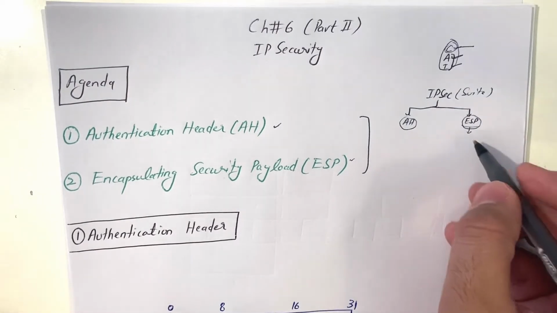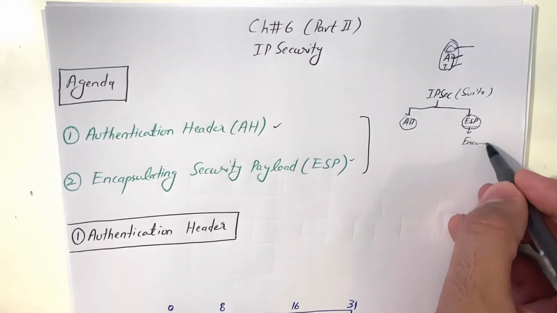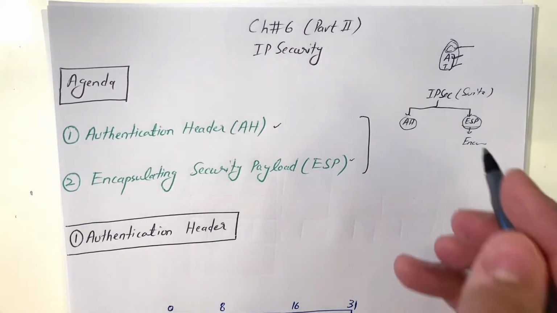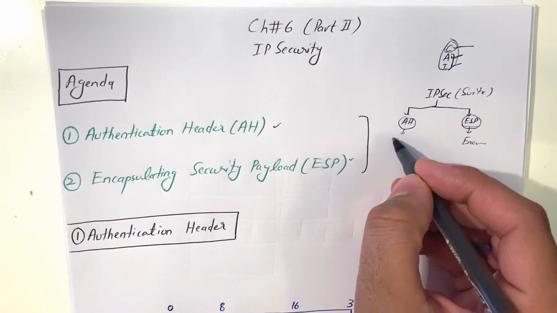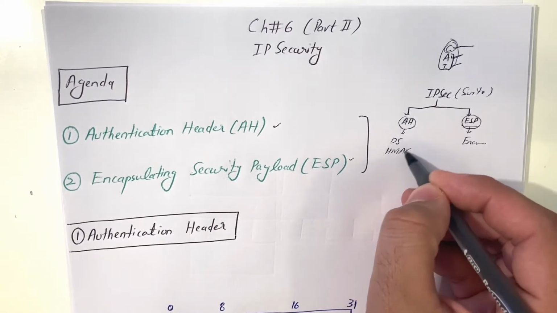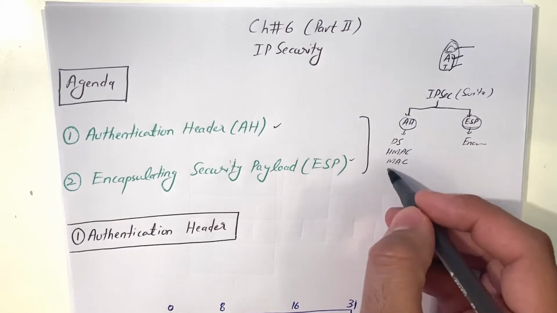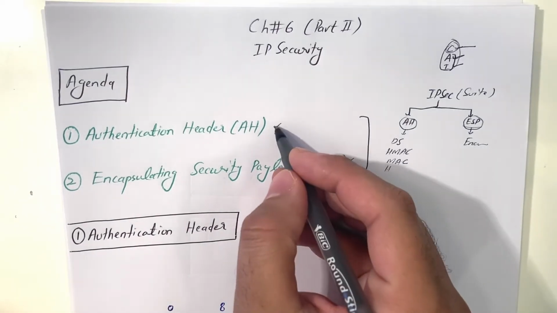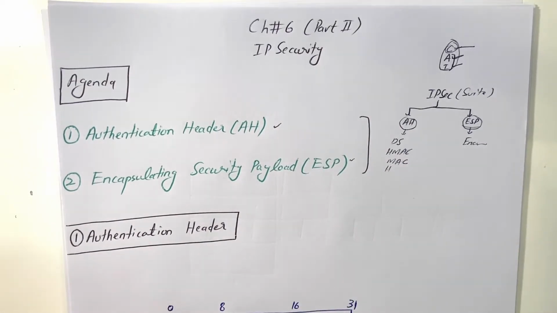ESP mainly involves encryption schemes. It could be symmetric, it could be asymmetric, to provide confidentiality. While authentication header mainly involves authentication systems like digital signature, maybe HMAC, maybe message authentication code, maybe hashing and stuff like that, to provide authentication and integrity. So in today's video, we're going to talk about authentication header, the implementation scheme, and ESP in detail.